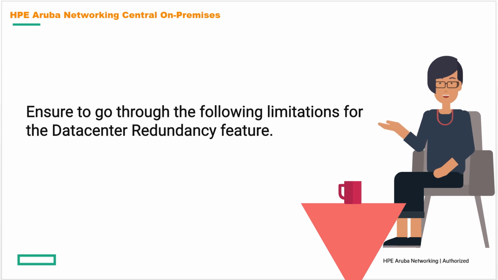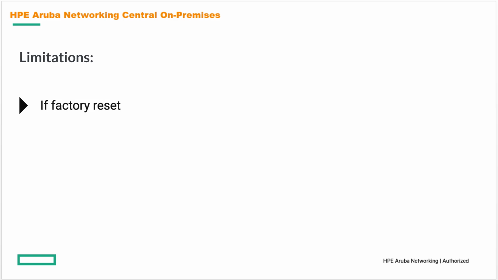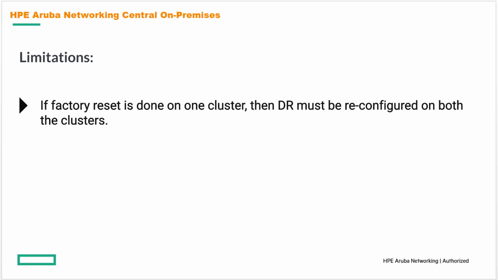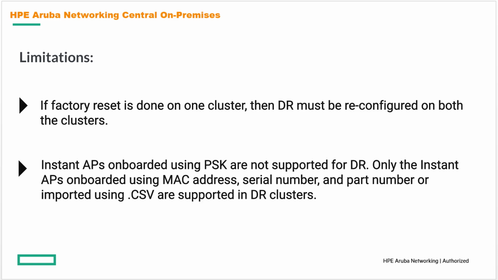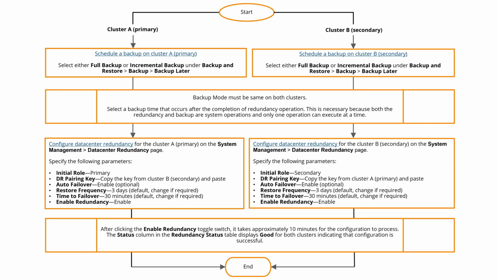Also, please note the following limitations. If a factory reset is done on any one cluster, then DR must be reconfigured on both the clusters. Instant APs onboarded using PSK are not supported for DR. Only the instant APs onboarded using MAC address, serial number, and part number or imported using CSV are supported in DR clusters. This workflow diagram is provided as a summarization of the procedure.